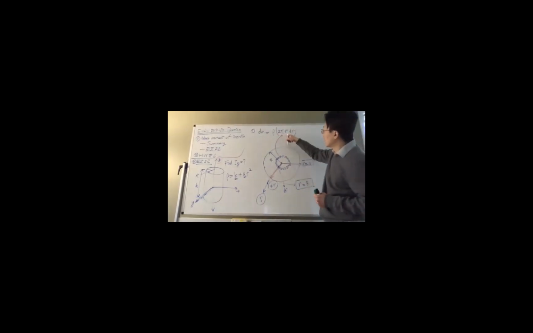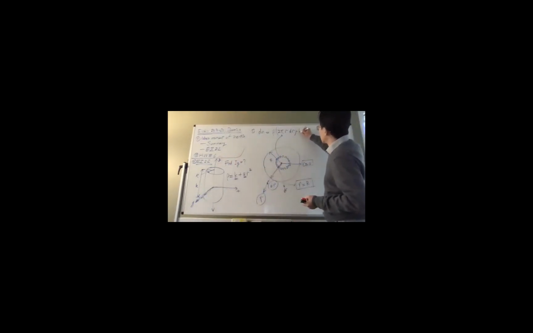2 pi r is perimeter, dr is the thickness. If you multiply 2 pi r by dr, you get the area. And we still need to have the thickness. In this case, the thickness is the height, which is h. This together is what we call dV. Now, if you multiply dV by rho, you get dm. Is that clear, Mike?